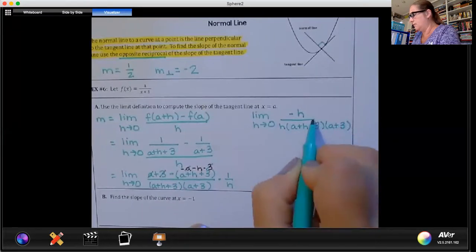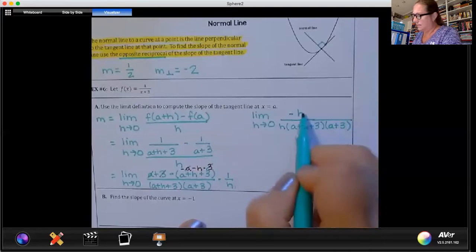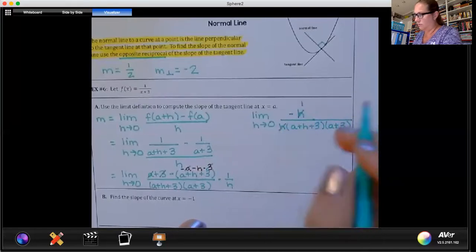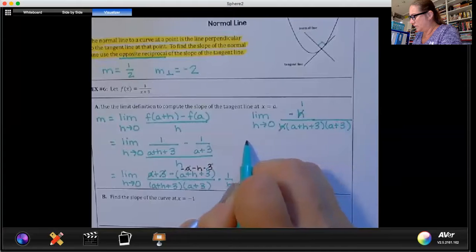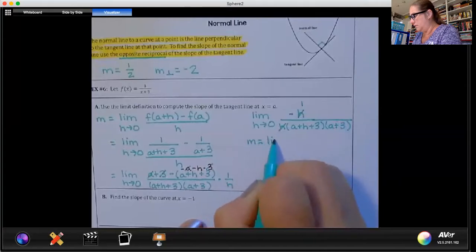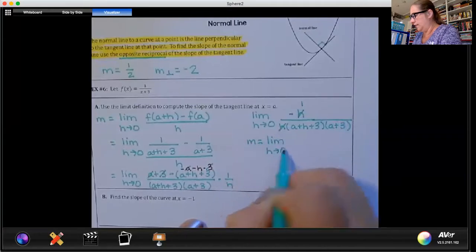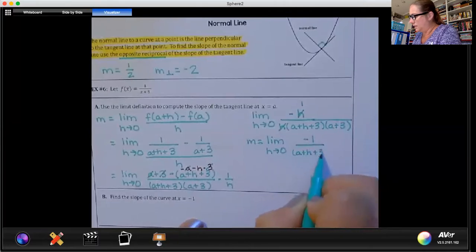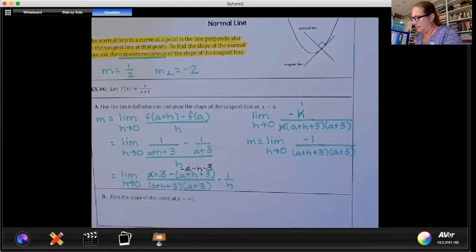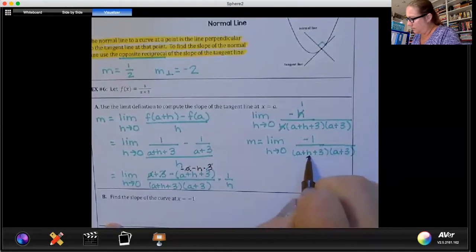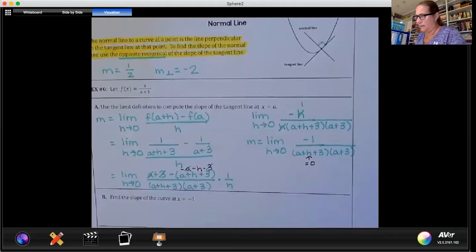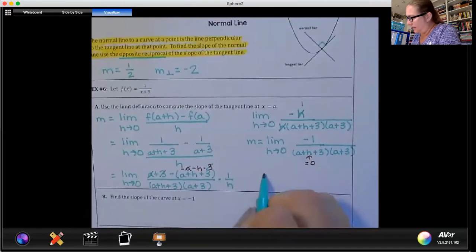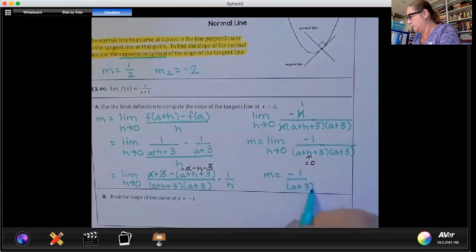And what we have found, which is great, is that our h's will cancel and leave a -1 on top. I'll put that slope back in there just to recall and make sure we know what we're finding. So I have -1 over a plus h plus 3 times a plus 3. And at this point, we are ready to say that h is going to equal 0. So my answer, my slope, is -1 over a plus 3 squared.